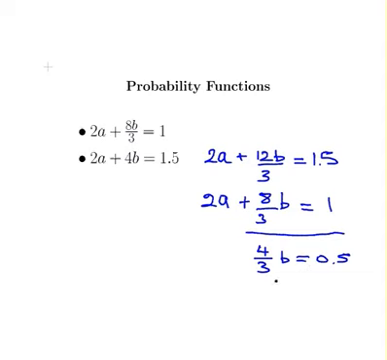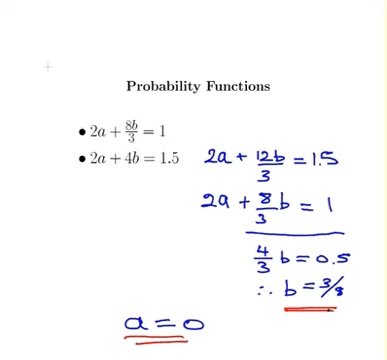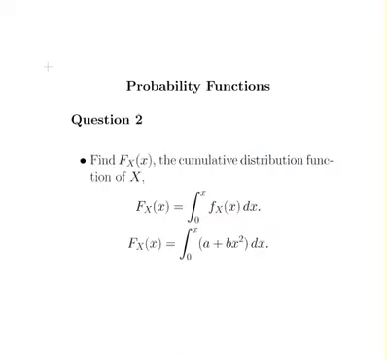If we rework this equation, we find that b is equal to 3/8. Now subbing b equal to 3/8 back into one of these other expressions, for example this one, we would find necessarily that a must be equal to 0. I'll let you check that for yourselves. But we have a and b: a is equal to 0, and b is equal to 3/8. So that's the first part of our exercise done.